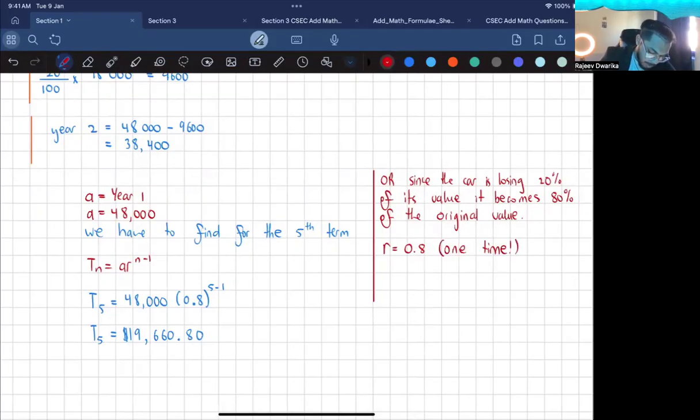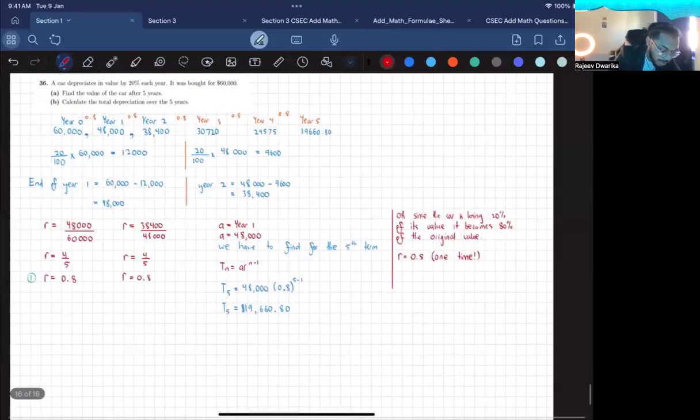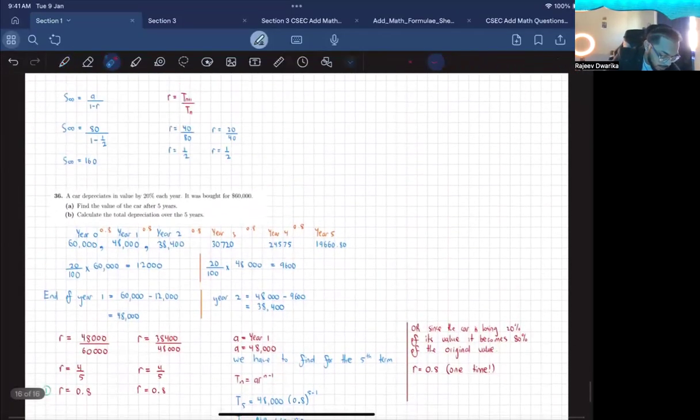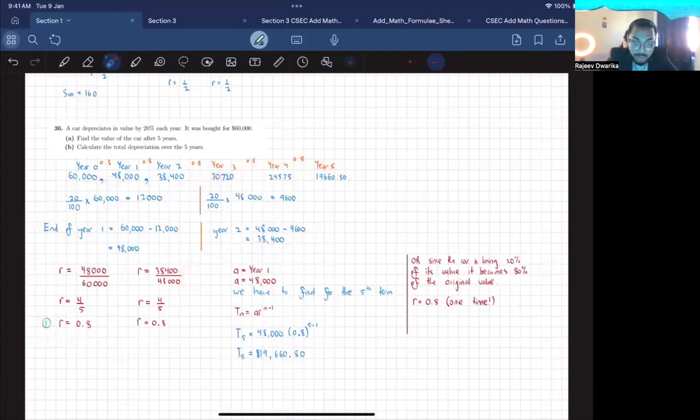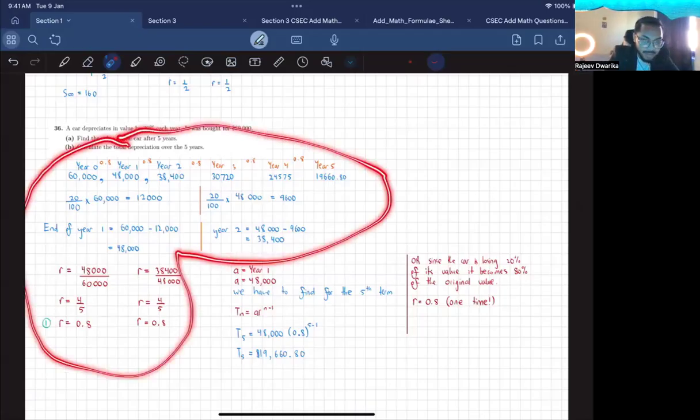All right. So, Javon, in the exam, are you going to do all of this madness, or are you just going to look at it and figure out what R is? You're going to look at it and figure out, well, okay, it depreciated by 20%. That means you remain with 80%, so that is 0.8. Yeah, 0.8. You're not going to waste your time doing all of this. You just look at it.